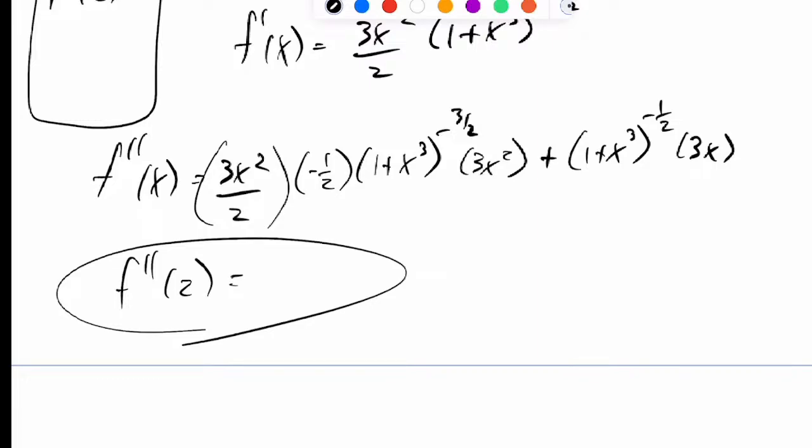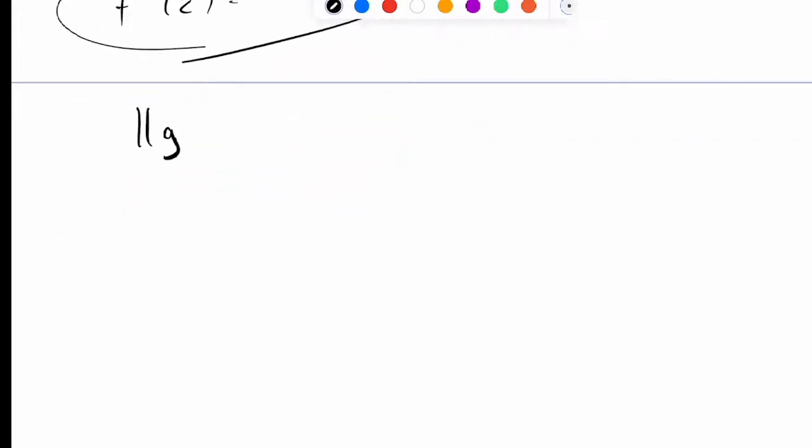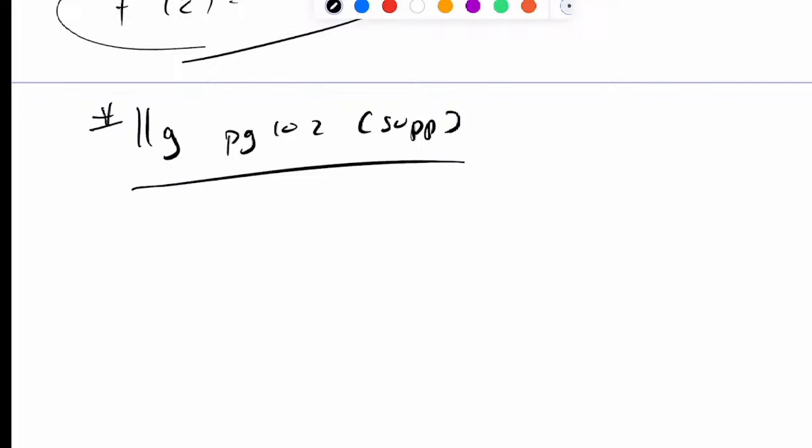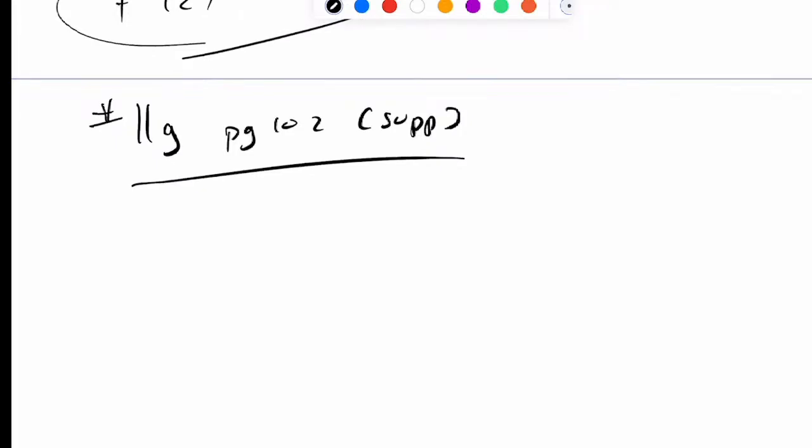I'll do the next one, supplementary one, number 11 on page 102. Number 11. Oh, 11G, sorry. Okay, someone wanted 11G on page 102 of the supplementary textbook? Sure. So for this one here, for 11G, page 102, I think it's this one. I don't know who I am talking to here.